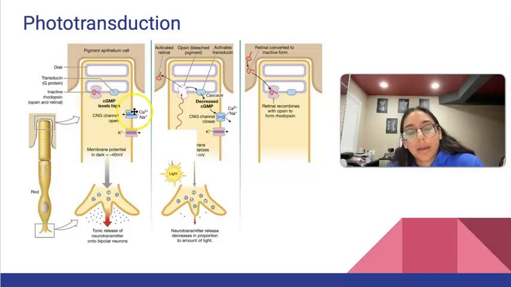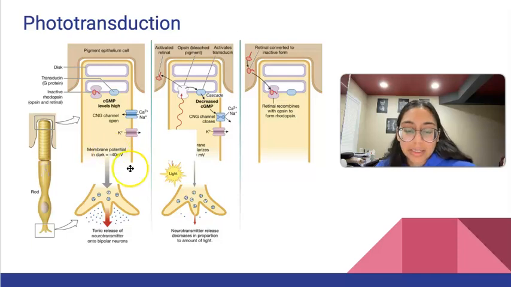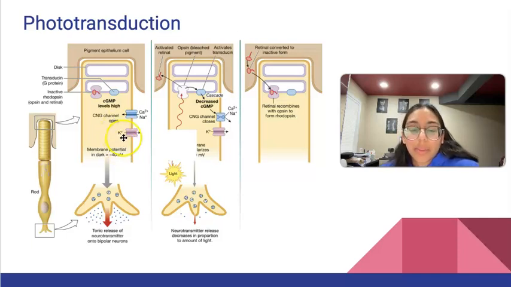Another thing to know is that there are 3 different types of channels within a rod. CNG channels, which stand for cyclic nucleotide gated channels, and these allow positive cations to come into the cell. And then there are also potassium leak channels, as well as voltage gated calcium channels, which are not shown here.